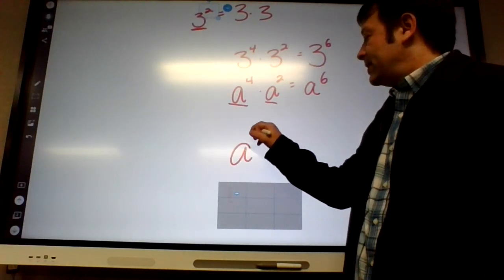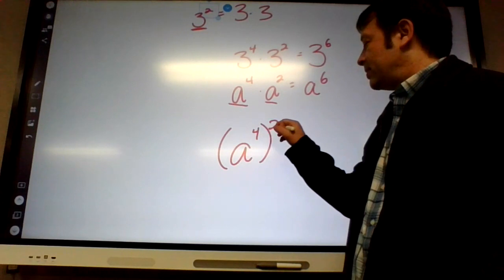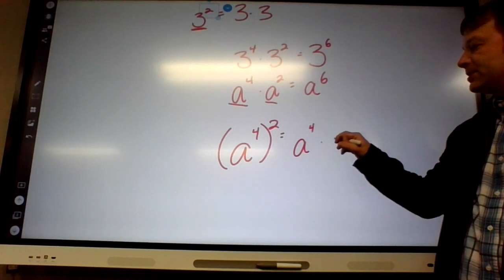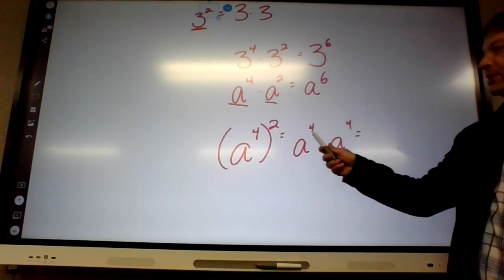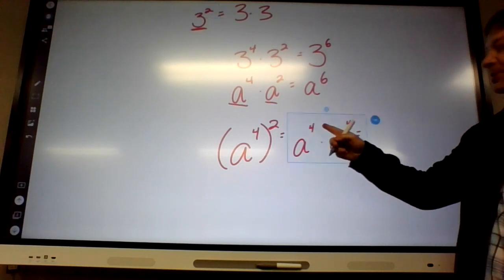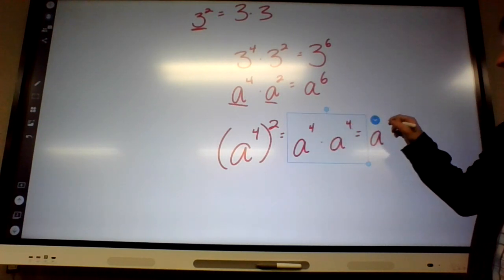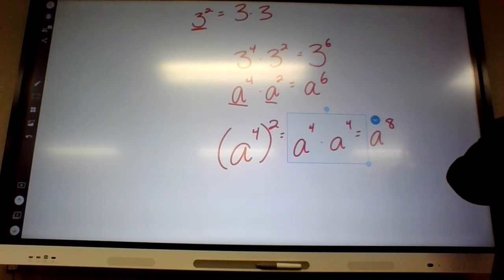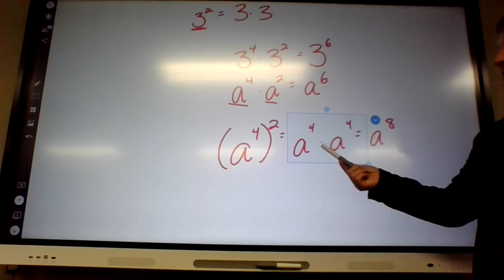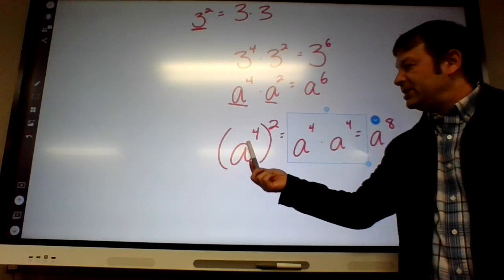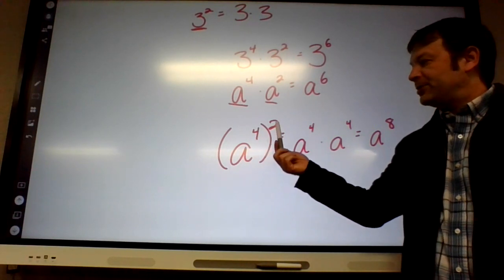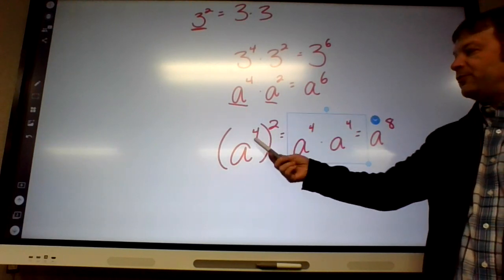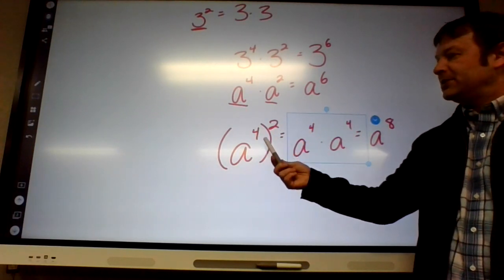But what if I had a to the 4th, squared? What does that mean? It means a to the 4th times a to the 4th. And if we're multiplying the same base, what do we do with the exponents? Add. So this is a to the 8th. When you have a power to another power, you multiply. 4 plus 4 is like 4 times 2. So these are basically just multiplied.